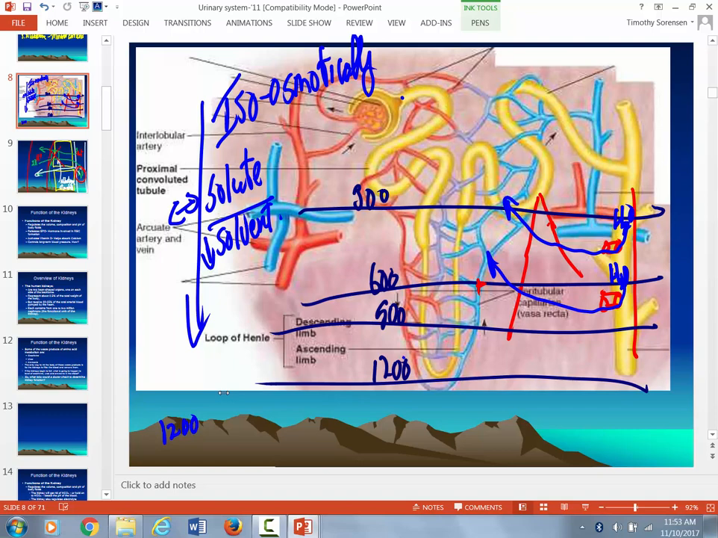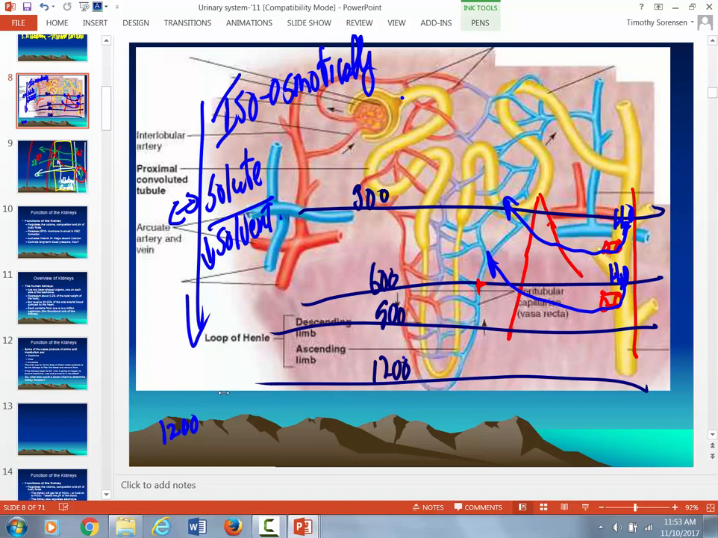ADH deals with water only. Only water. What does anti mean? Don't, not, right? What does diuretic mean? To pee. So if you are an anti-diuretic hormone, it's going to make you don't pee. And it makes perfect sense. If you are dehydrated, you don't want to be peeing. You want to be reabsorbing that water to maintain your blood volume.